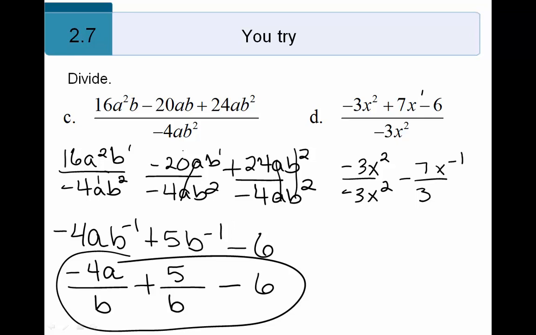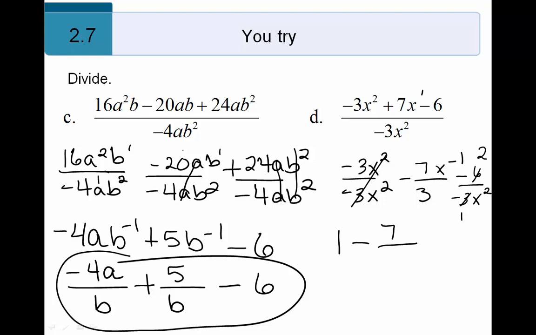A negative 6 divided by a negative 3x squared. Well, let me just write that. Negative 6 divided by negative 3x squared. 3 goes into here once. 3 goes into here twice. A negative divided by a negative is positive, and 3x squared divided by 3x squared is 1. We just end up with a positive 1 minus the x.